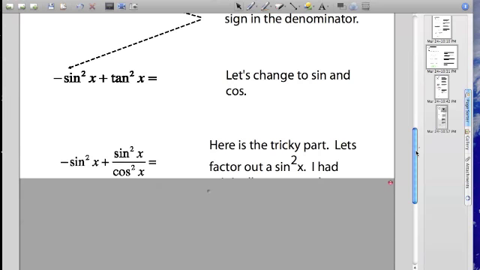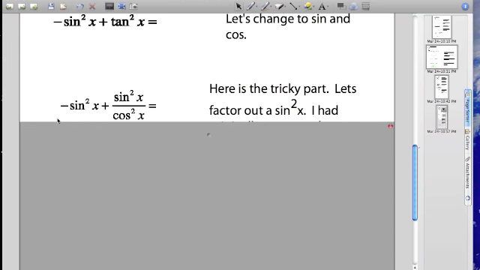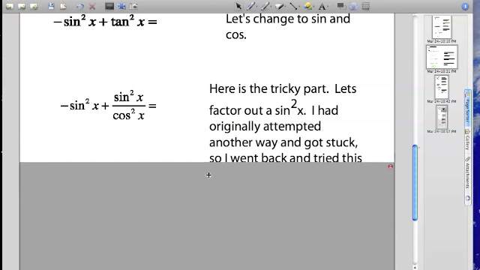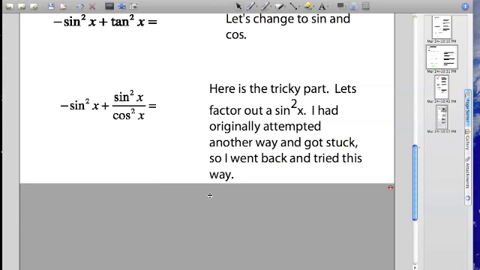This is the part where you have to really think about it. Sometimes you don't see that these 2 things have a common factor because one of them is a fraction and one of them is not. I originally did this a different way, and I got stuck, and it didn't work out, or it would have been more complicated than I wanted it to be. And so I went back. I went back to this step up top where you have the negative sine squared x plus tangent squared x. And I thought, well, what else could I do? Originally, I tried to find a common denominator or something. I'm not sure exactly what it was, but it didn't work out very well. And so I went back and I looked at this. Well, what else could I do?